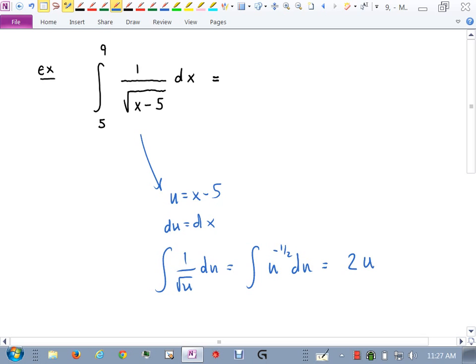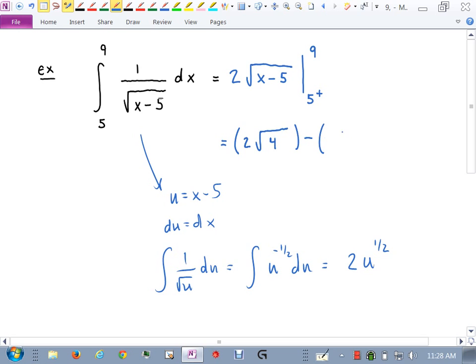Agreed? If I do this quick substitution, do you all agree that I would get that? Maybe not that quickly, but we would get that eventually, yes? Okay. And then replace u with what u was. So this becomes 2 square root of x minus 5, evaluated from 5 from the right to 9. Let's plug 9 in first. 2 square root, what's 9 minus 5? 4. Oh, wow, that worked out nice.